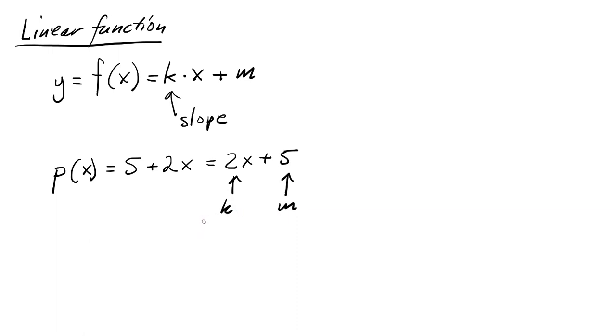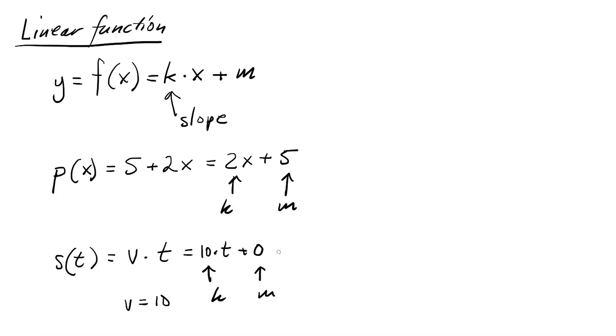There are many other examples of linear functions. For example, the distance an object travels, if it moves at constant speed, we have seen that it's this function here. That is also an example of a linear function. For example, if v is equal to 10, then this is 10 times t. And we can of course add here 0. So then we see here that this is k and this is m. So linear functions are important and also elementary. Like I said, we call this the slope of the function.